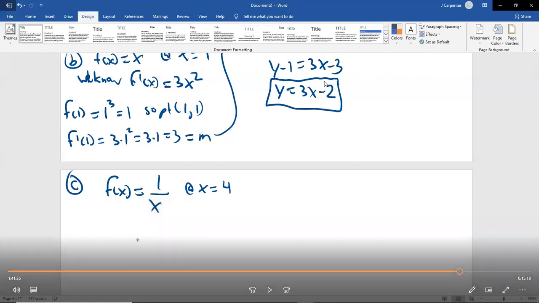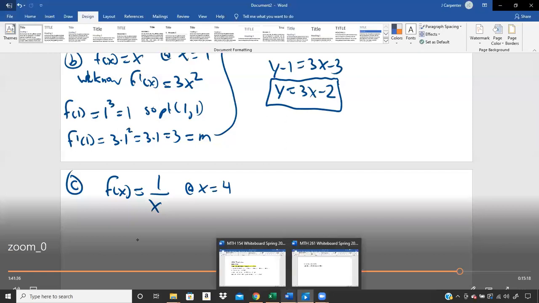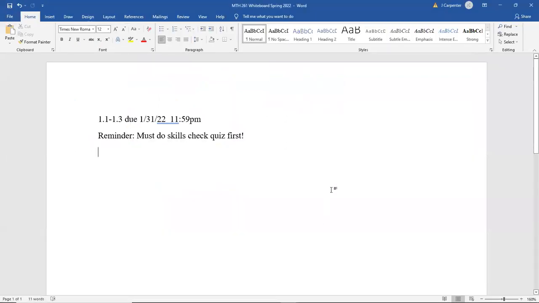So like we said, we finished 1.1, 1.2, and 1.3 tonight. 1.1 and 1.2 had basically been finished before. So those are going to be due in a week on the 31st by 11:59 p.m. Don't forget to do that skills check quiz first. And then we started off the adventure in 1.4.